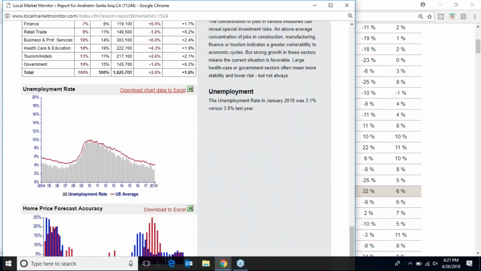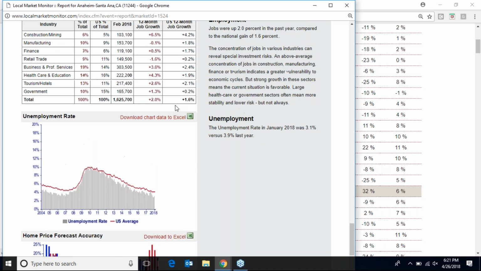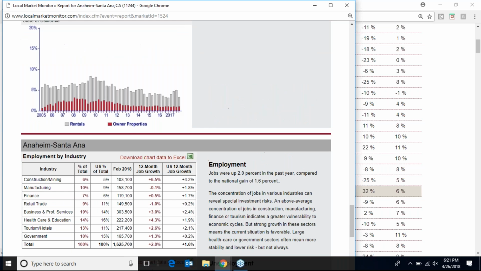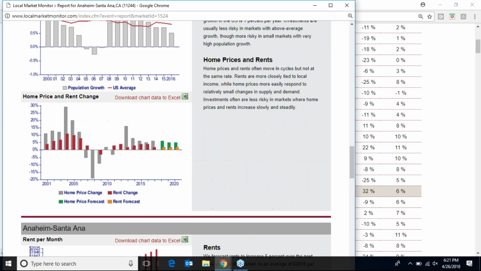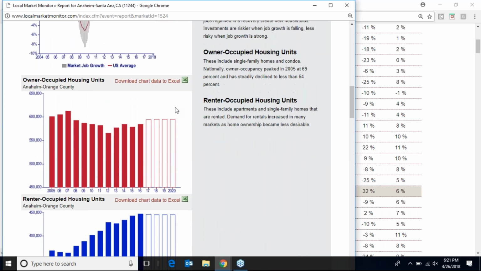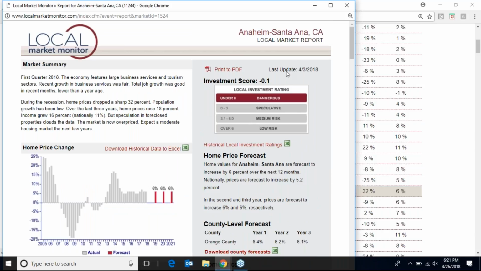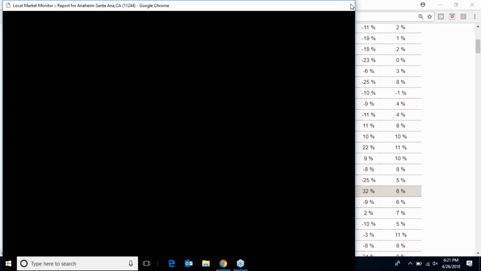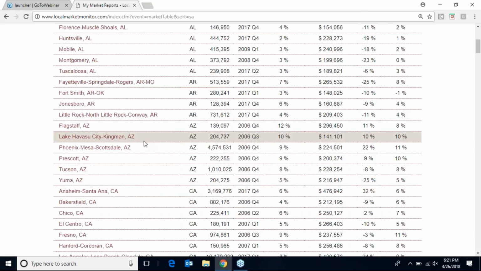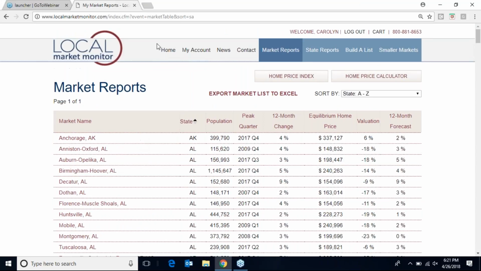So it's not just one thing that is causing a market to be up or down, as you'll notice some unemployment there at the bottom. If you look at all of the different data points in conjunction with each other, it gives you a pretty complete picture of the local market. I'm going to get out of the market report now. And like I said, there are over 300 of these available right there at the market report.